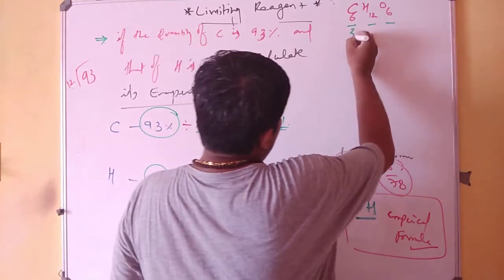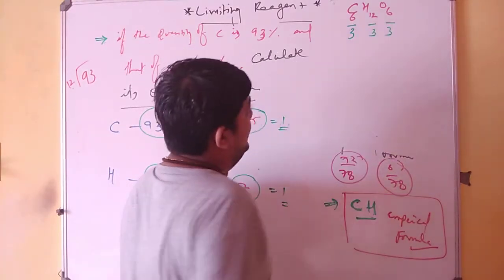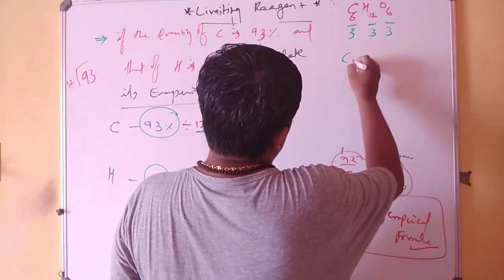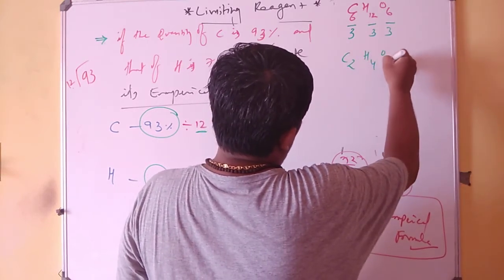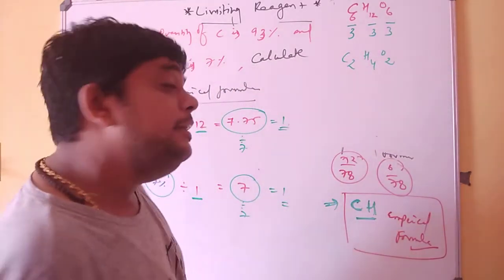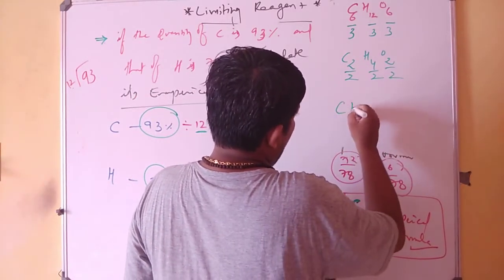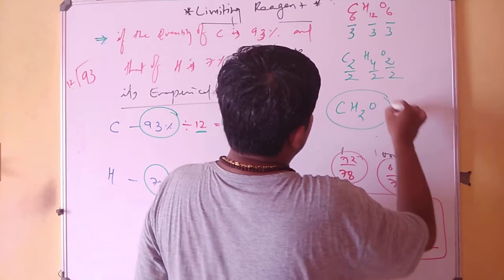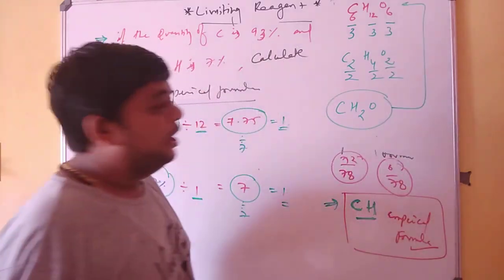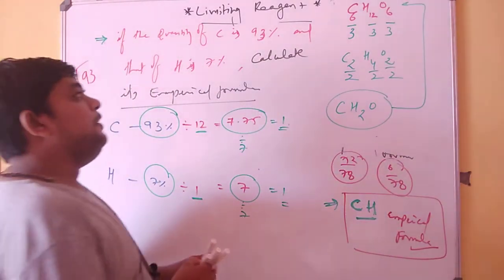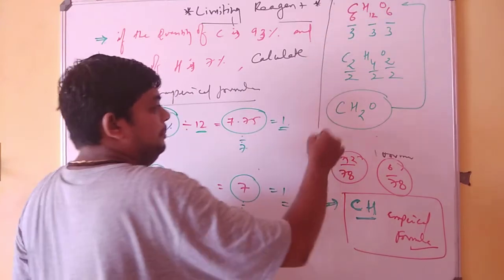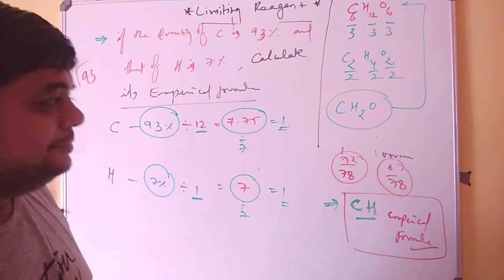So I'll divide this by 3, I'll divide this by 3, I'll divide this by 3. So it will be C2H4O2. Is there any possibility? Yes, still I can divide by 2, 2, 2. CH2O. This is the empirical formula. A very non-technical, simple, mathematical method.